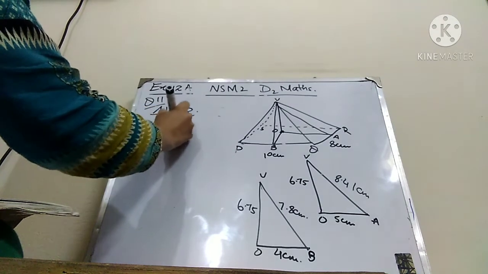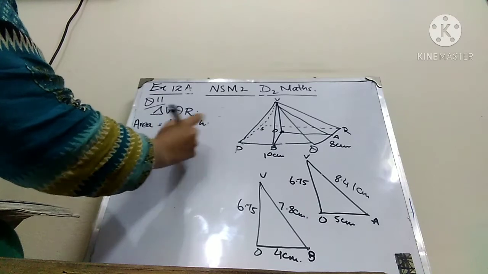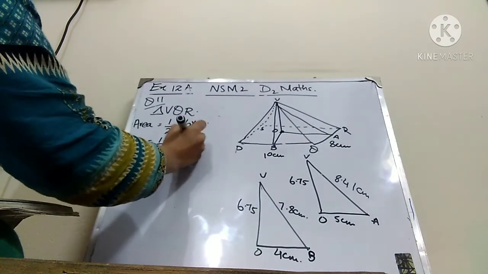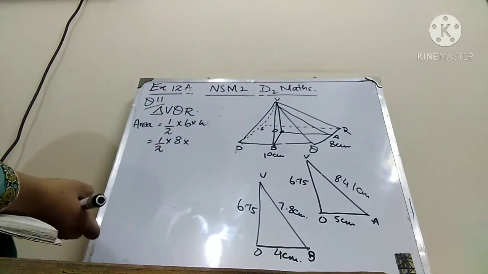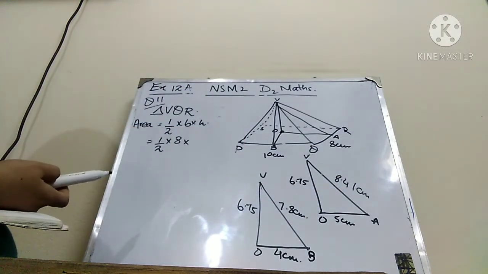So that is 1/2 multiplied by base multiplied by height. So 1/2 I will write as it is. Base is given, which is 8, and the height, you know that we have found the height. So the height is 8.41.